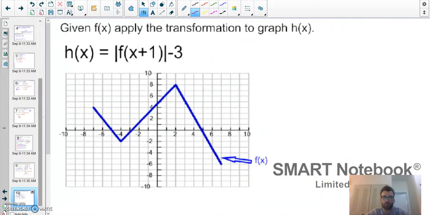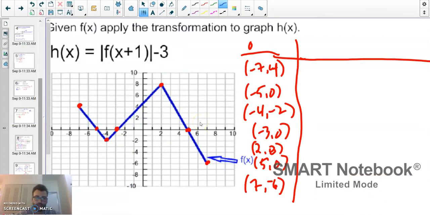All right, so here's our original function. This is our f of x. What we want to do is apply the transformations listed here. We have the +1, the absolute value, and the -3. I'm going to pause it right now and identify each of the key points and move from there. I've got to try to teach you this in a minute, so there's a lot of pausing going on.